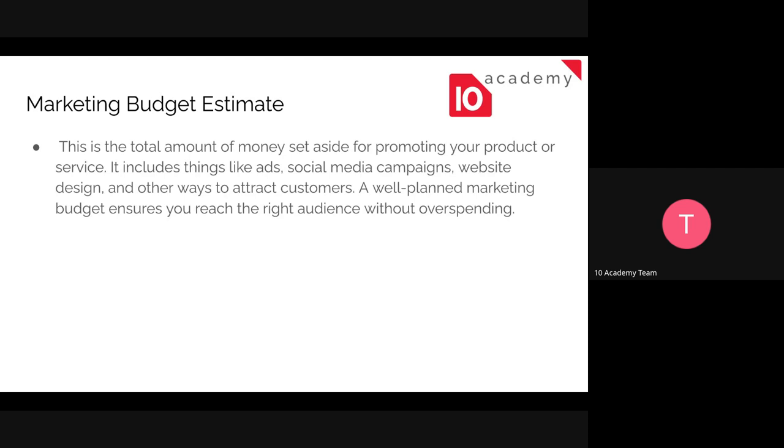Coming to marketing budget estimate, it's also one of the key inputs in the financial space. The marketing budget estimate is the total amount of money that you are going to put in so that your product is going to be known. It's about promoting your product or service. So it includes things like ads, social media campaigns, website design if you have a website, and other ways so that you can attract your clients. A well-planned marketing budget ensures that you can reach the estimated audience, and also you can have a better outcome for what you are going to invest in it.